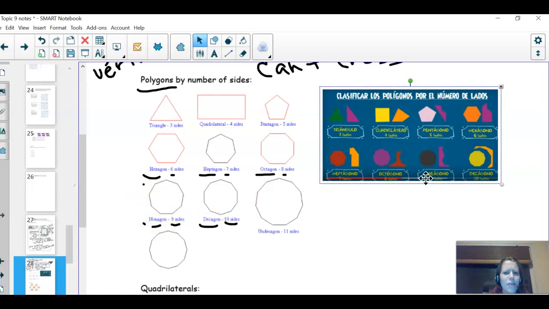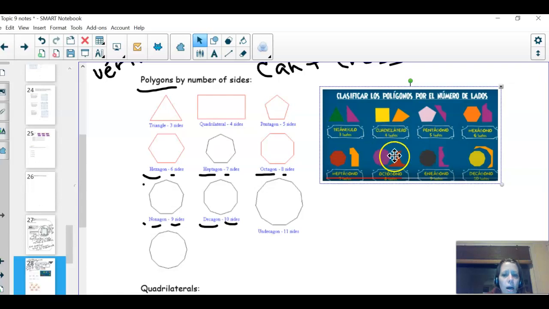Este es un poco difícil for me. This one's a little hard for me. Y decagon, decagono. Okay? So they're very, very similar. And that's because when we break up the word, tri means 3. Okay? Estas palabras son muy similar. Y este es porque triángulo, triangle, significa 3.